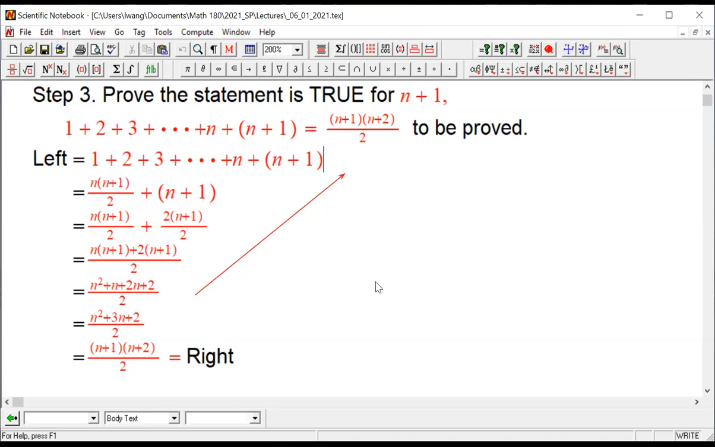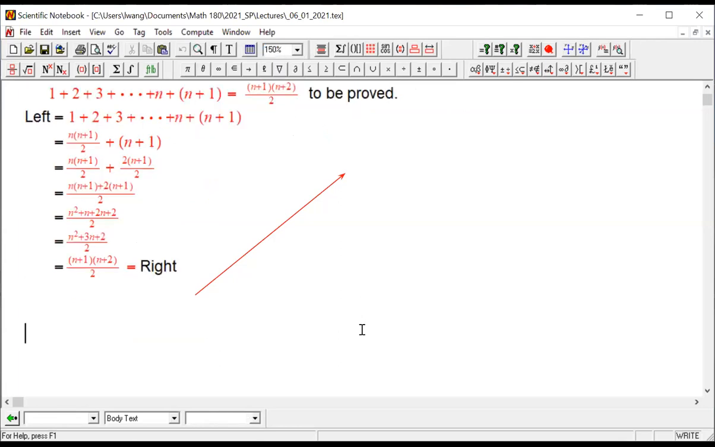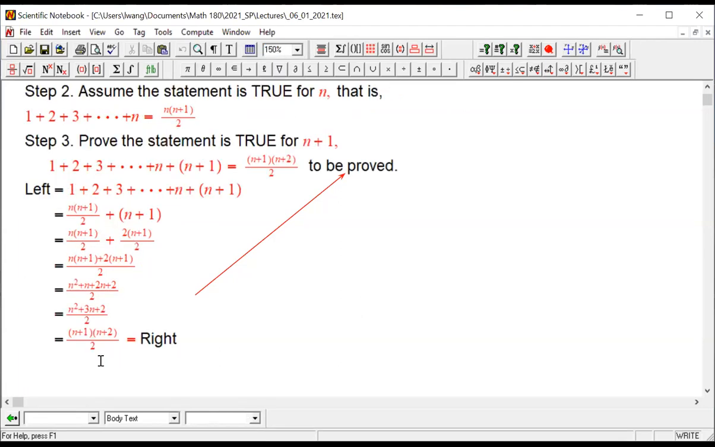Okay, so we do care about that forms and logic structure. But anyway, without further ado, we have proved based on step 1 and step 2, we have demonstrated step 3 is true. Okay, step 3 is true. And then what do we say? You may like to say true for n plus 1. Just a summary. In the end, you summarize.